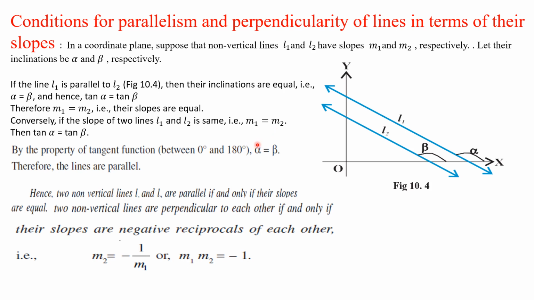Okay, my children, remember these 2 points. The conditions for parallelism and the perpendicularity of two lines in terms of their slopes. If two lines are parallel, then their slopes are equal. Okay, my children, this is an important point. And if two non-vertical lines are perpendicular to each other, then the product of their slopes is equal to -1. The product of their slopes is equal to -1. Okay, my children, understood this point?